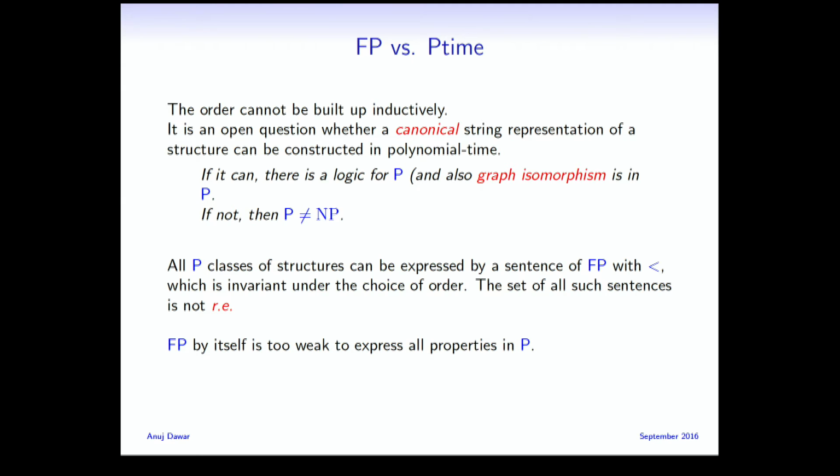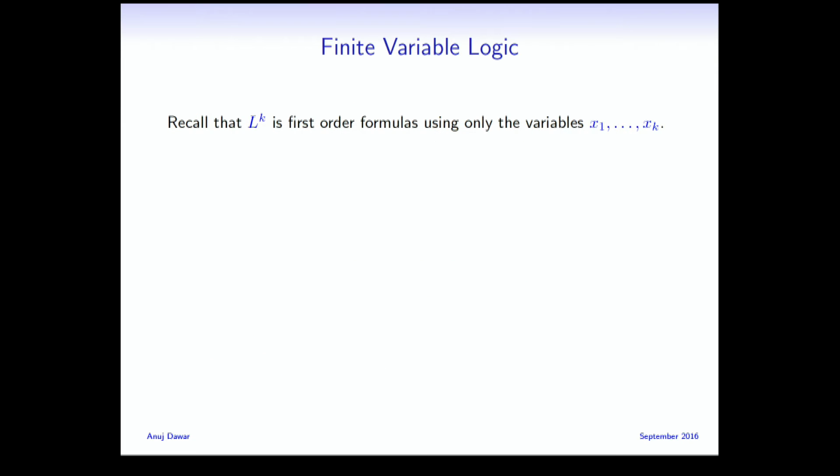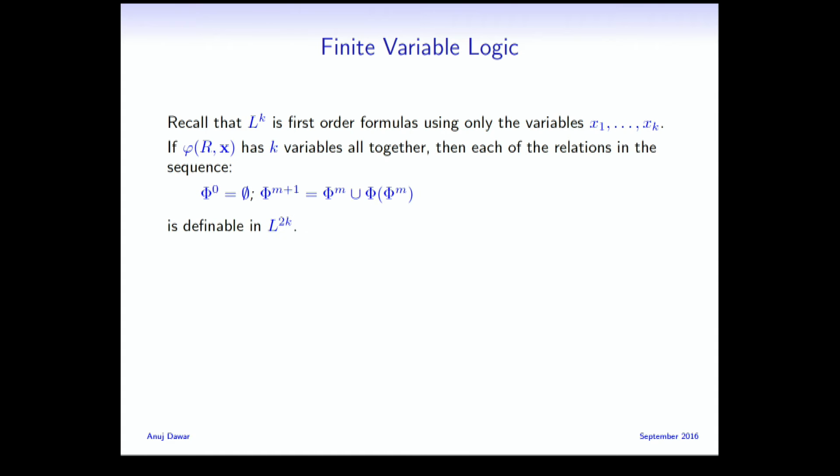But if you restrict yourself to fixed point logic itself, those sentences of fixed point logic which don't refer to this order, then it's too weak to express all properties of P. Why is this? You can't even express that the number of elements in this structure is even, the most trivial property that I said is not first order definable. And this takes us back to finite variable logic, which I introduced in the first lecture. Remember, LK is the first order formulas using only the variables x1 to xk.